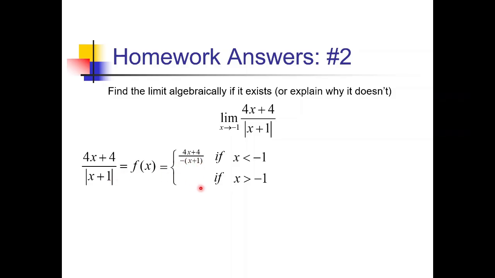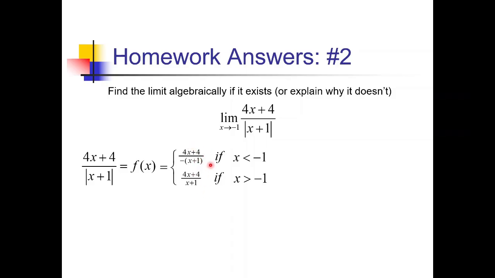For the other rule, if x is already going to be greater than negative 1 and the stuff inside here is coming out positive, I don't need anything special. I'll just get rid of the absolute value and write x plus 1. All right, now in order to evaluate this at negative 1, if I plug that in right away, I'm just going to get 0 over 0 in both of these situations.